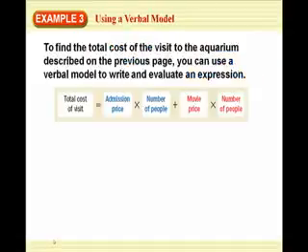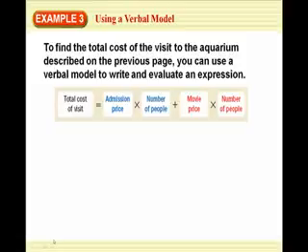Okay, example 3, using a verbal model. Here's in the vocabulary we talked about using words. Find the total cost of the visit to the aquarium described on the previous page. You can use a verbal model to write and evaluate the expression. So that visiting an aquarium is at the top of page 8, the very top of it. It says, you and 4 friends visit an aquarium, but only 3 of you go to the movie at the aquarium. What is the total cost of the visit?